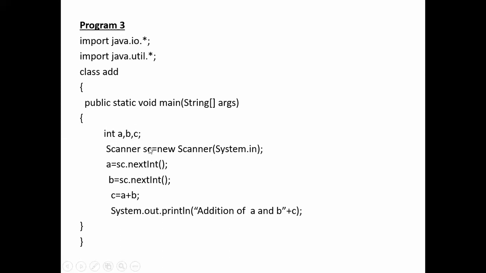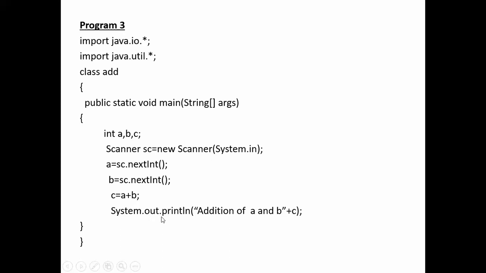Again I repeat the explanation. Here this is the object, so SC is the object. By using this object and dot, which type of input am I going to get? Integer. For that, what is the Java default method? nextInt. In nextInt, the I should be caps. For taking the second value, same syntax.